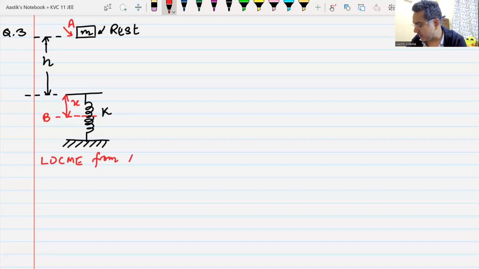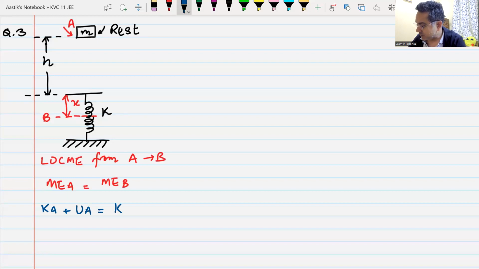from point A to B. Total mechanical energy at point A should be equal to total mechanical energy at point B. I keep on saying this every time so that you remember it. Talking about mechanical energy, kinetic energy at point A plus potential energy at point A should be equal to kinetic energy at point B plus potential energy at point B.